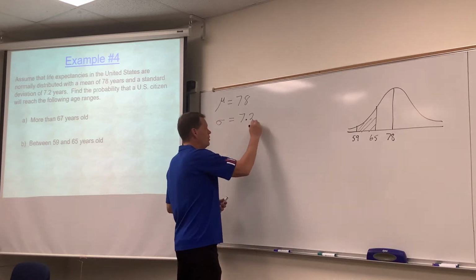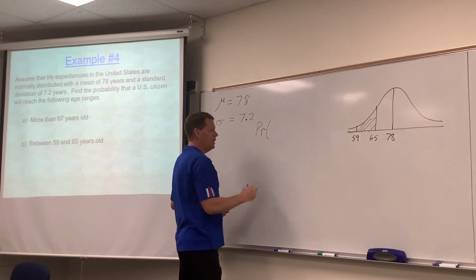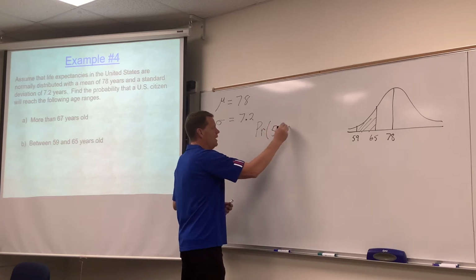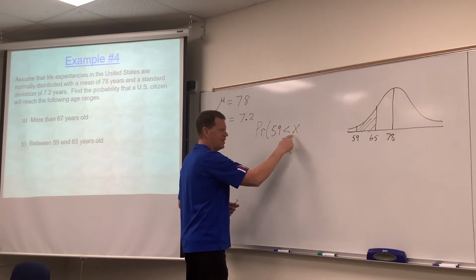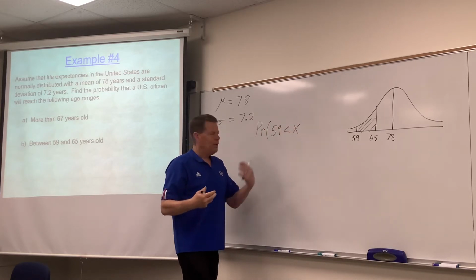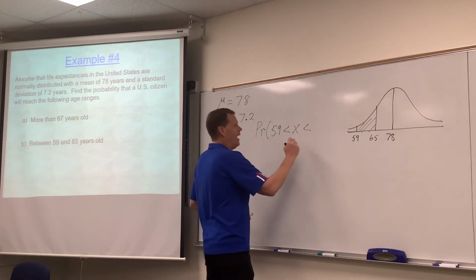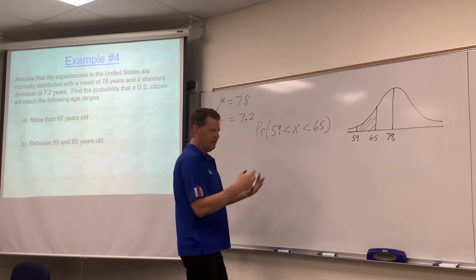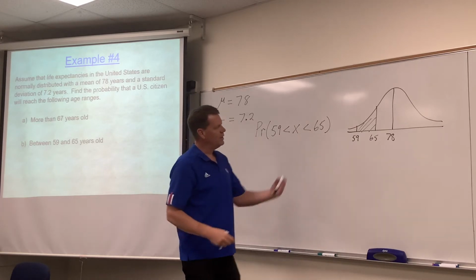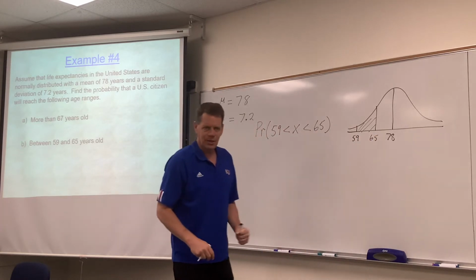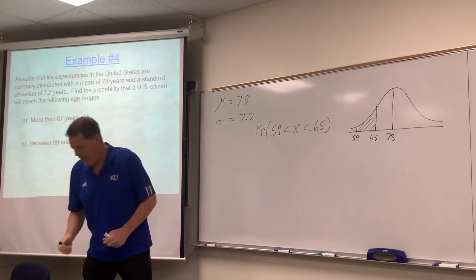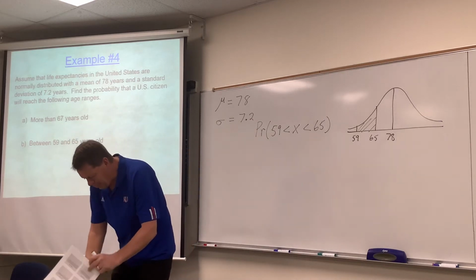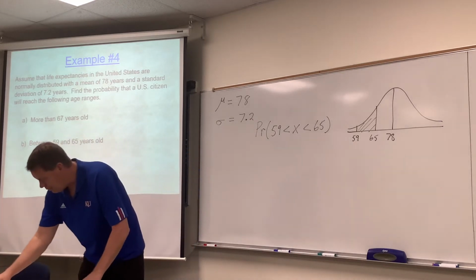So again, the original setup would be to find the probability that 59 is less than x, x again being our generic variable here, and then 65 on the other end. X is between 59 and 65. So a probability statement and a bell curve picture. Once again, we're not able to use our table until we standardize both of those ages.